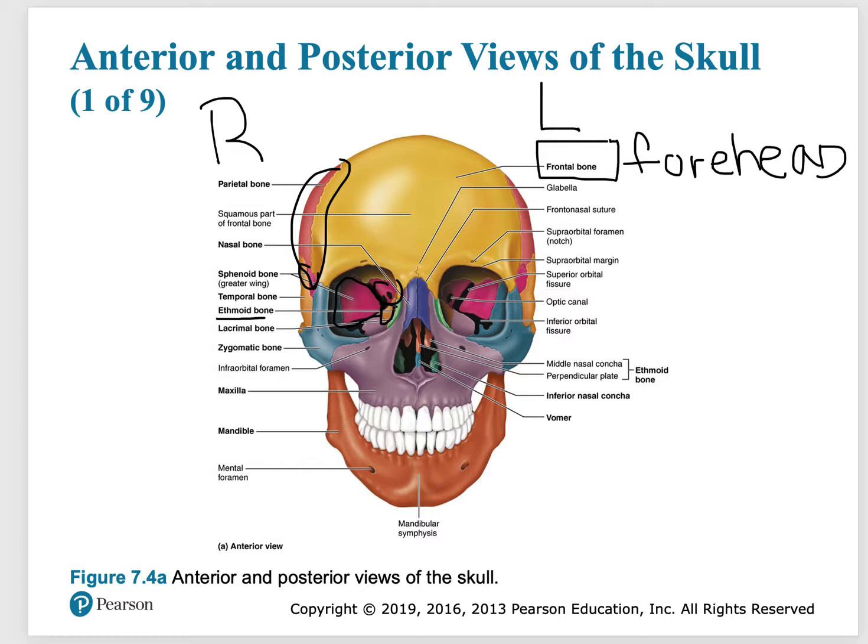So the way that I like to remember the different names of the cranium, the mnemonic is FPOT. Okay, so just for the major ones, we have frontal, parietal, occipital, temporal. So FPOT, and those are going to be the major bones of the cranium besides the ethmoid and sphenoid bone.